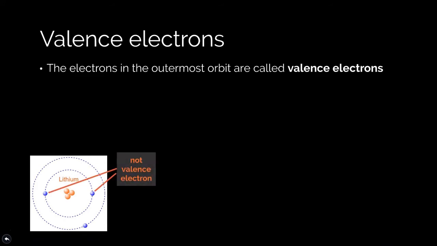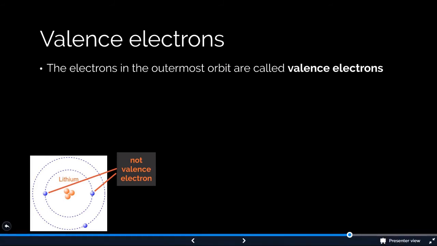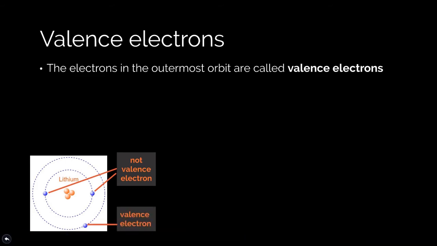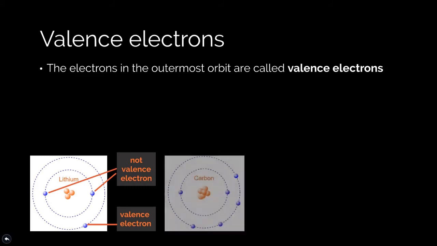So as you can see, the 2 electrons that I have on the inner ring are not valence electrons. They're just normal, regular electrons. But this single electron that I have on the outside ring, the outermost ring, is what we will call a valence electron. So in this lithium, it has 3 electrons total, 2 of them not valence. That last one goes in the second ring, and that is called a valence electron.